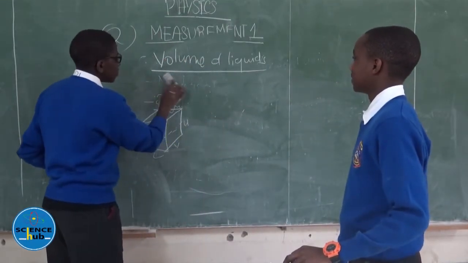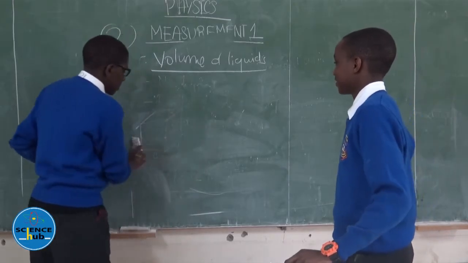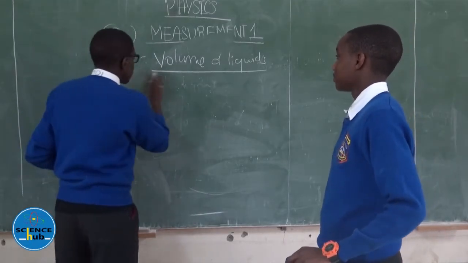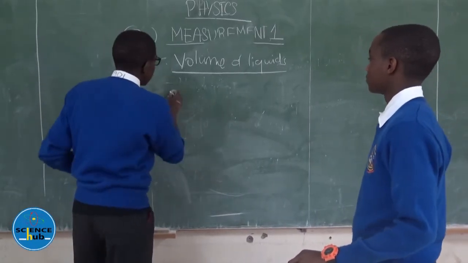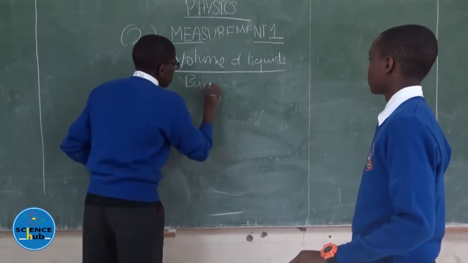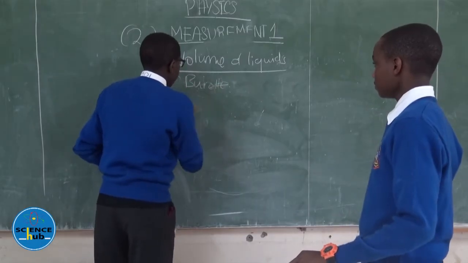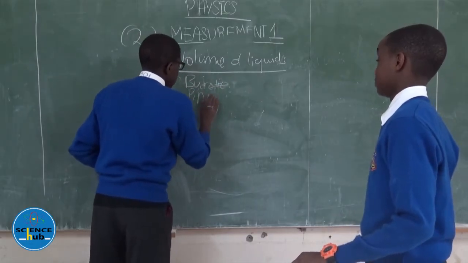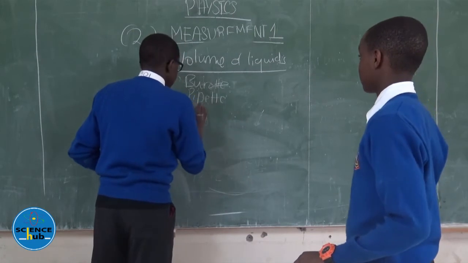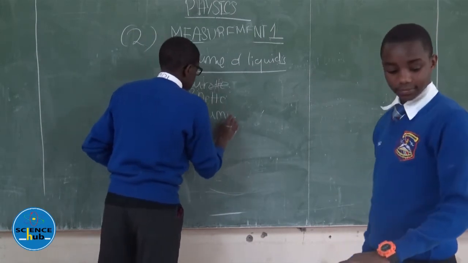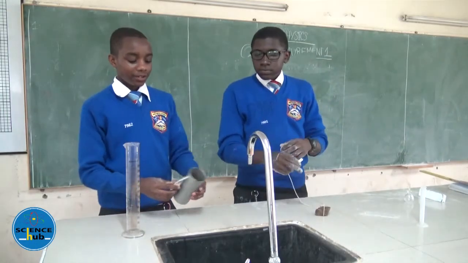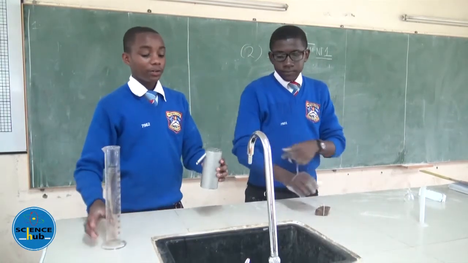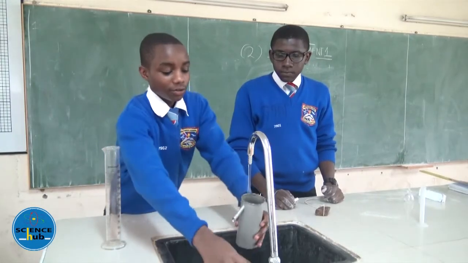I'll just expound on what you said about measuring irregular objects. We also have other instruments used in measuring volume, which are the burette, pipette, volumetric flask, and the syringe.